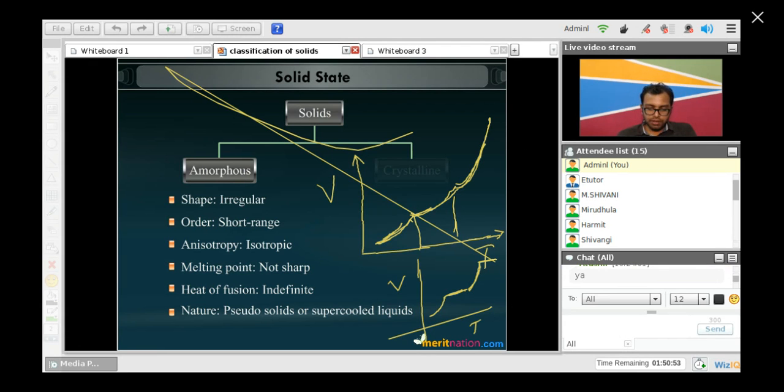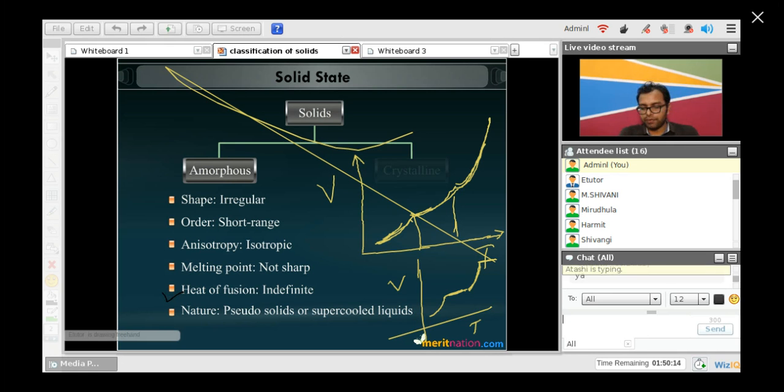Now the next property is heat of fusion is indefinite. Now the meaning of this is, in case of amorphous solid, you will find indefinite heat of fusion. Heat of fusion is the heat which is required to convert the solid into the liquid state, right? So in case of amorphous solid, you can't be certain about the heat of fusion required in different amounts of amorphous solid that you have taken, right? So that's why we can say that heat of fusion in case of amorphous solid will be indefinite. Is it clear? Is this point clear to you? That heat of fusion will be indefinite.